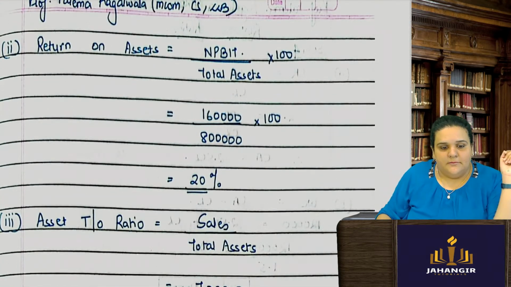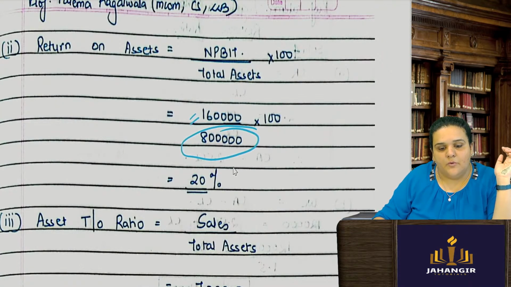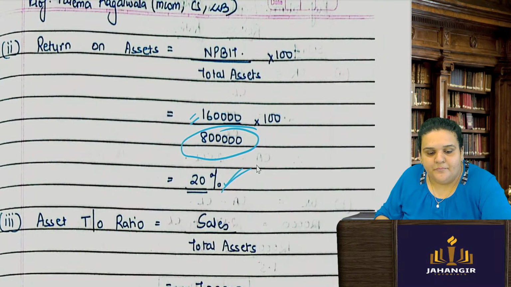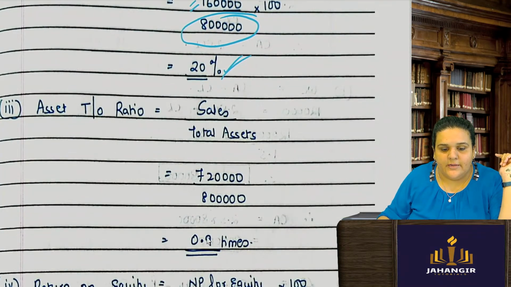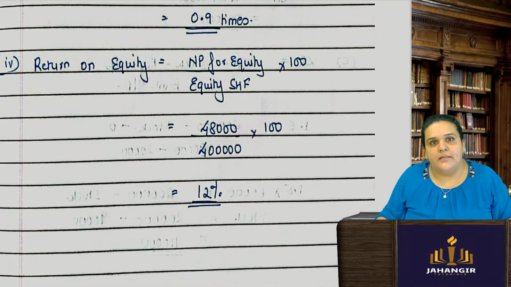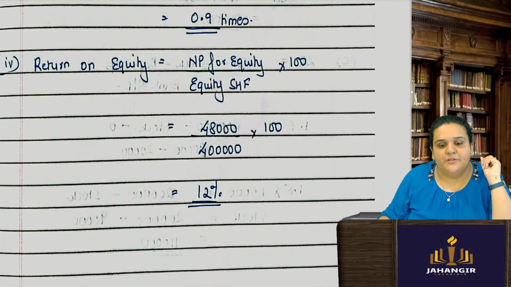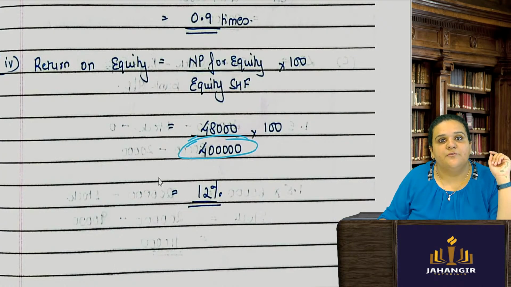Return on assets. Return on assets is on NPBIT. So NPBIT I have calculated as 1,60,000. Total assets I know is 8 lakh, into 100, that will be 20%. Asset turnover ratio is sales upon total assets. Sales is 7,20,000. Total assets is 8 lakh, so 0.9 times. And return on equity is net profit available for the equity shareholders upon equity shareholders' funds. That is 48,000 upon equity shareholders' funds of 4 lakhs into 100, 12%.